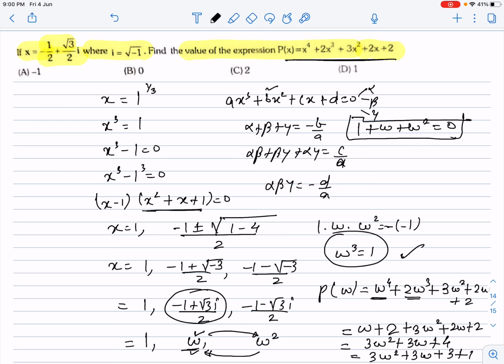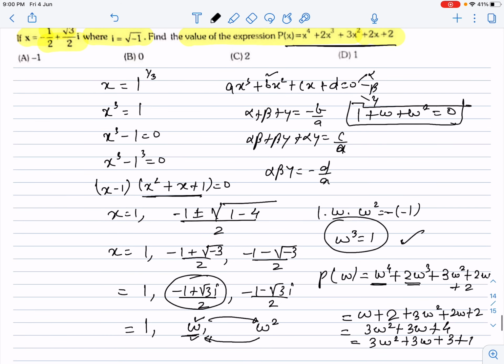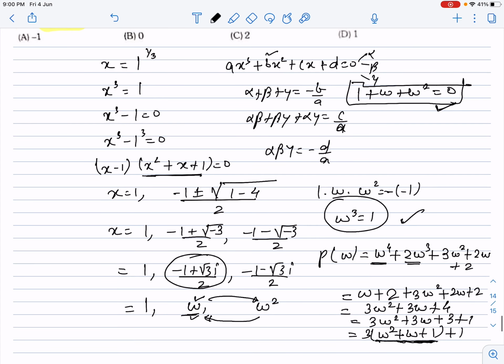Now my dear students, let's take 3 common. When 3 is taken common, omega square plus omega plus 1 will be remaining. So this has value 0. I have already derived it over here. So I'll write 3 multiplied by 0 plus 1 as the value of the final answer. That means 1 is our final answer.